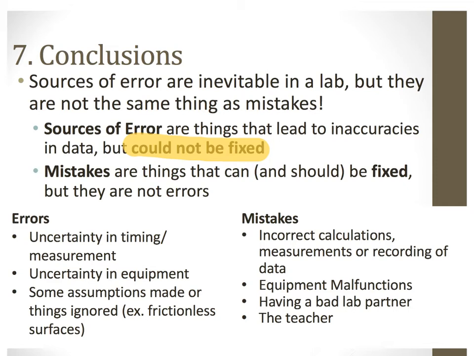Things that are mistakes and are not sources of error and should not appear in this section: incorrect calculations, measurements, things like that. Issues with the equipment: maybe you had to get a new pullback car. That doesn't make it a source of error. It's really not a mistake necessarily on your part, but something that could have been fixed. Your lab partner or me, I am not a source of error, nor is your lab partner. Okay, so even if you think that we messed you up and ruined your results, we're still not sources of error.